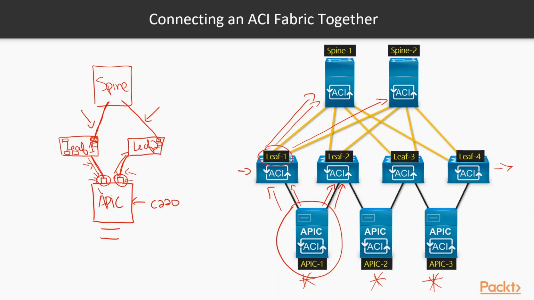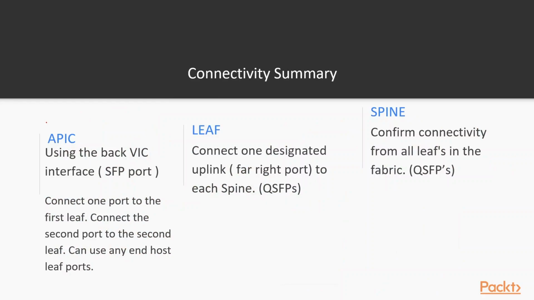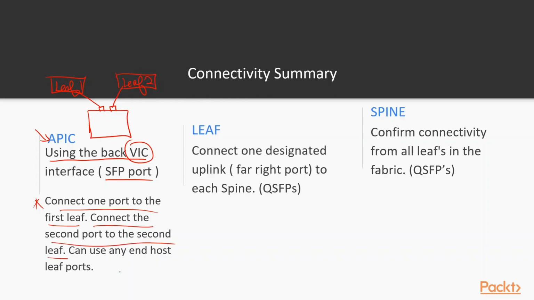So we use this VIC interface on the back of the APIC and connect those interfaces together. Okay, let's review everything and make sure that you understand how to connect the ACI fabric together. We start with the APIC. We're going to be using the back VIC interface, and we just mentioned that on the back of the server, you're going to have 2 interfaces. We connect one to one leaf, the other one to the other leaf. We can use any end-host leaf port.